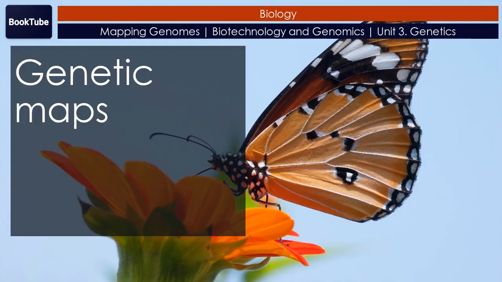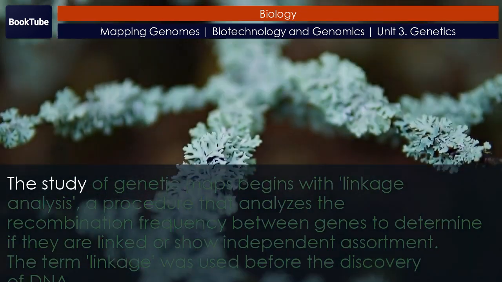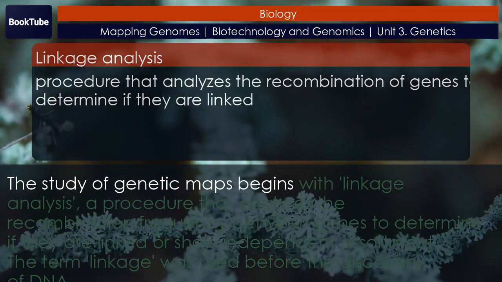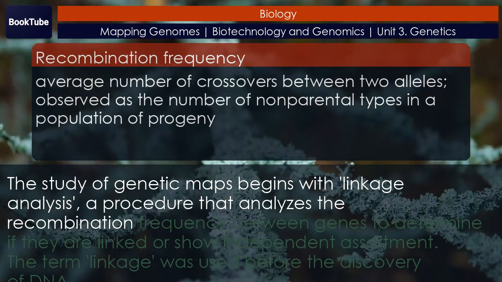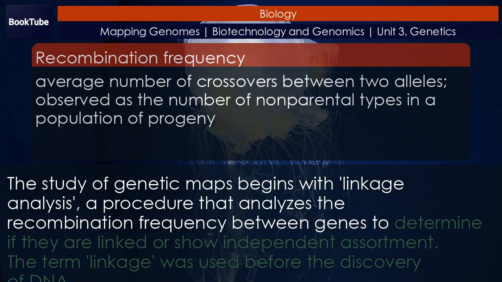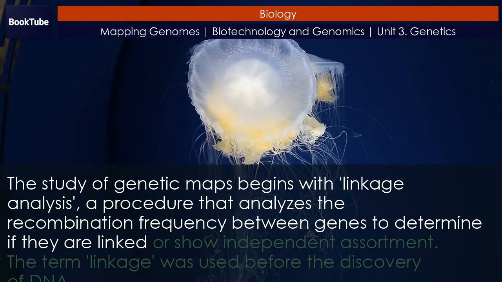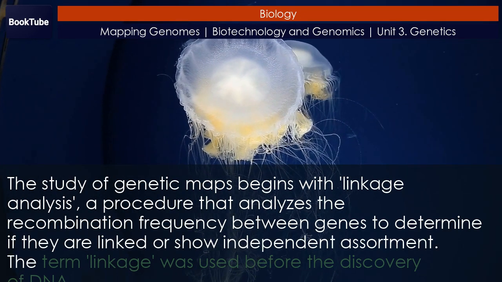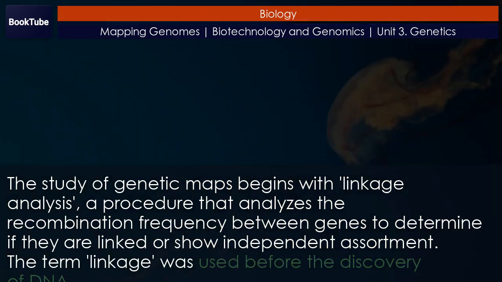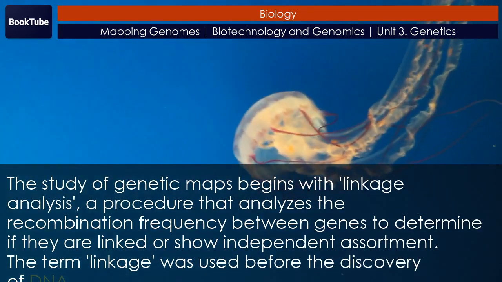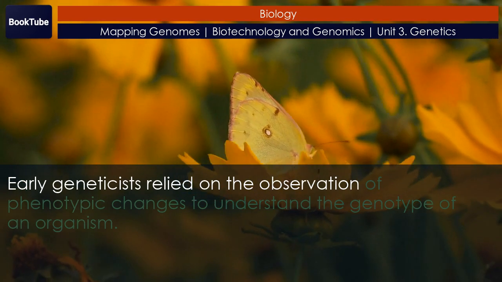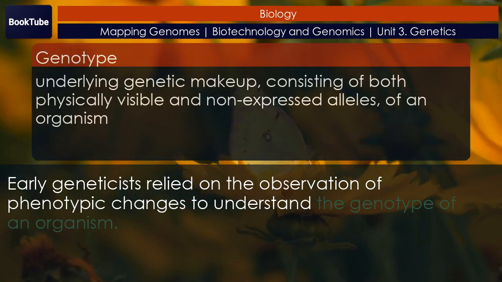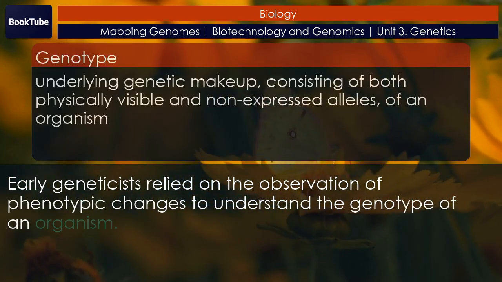Genetic maps. The study of genetic maps begins with linkage analysis, a procedure that analyzes the recombination frequency between genes to determine if they are linked or show independent assortment. The term linkage was used before the discovery of DNA. Early geneticists relied on the observation of phenotypic changes to understand the genotype of an organism.